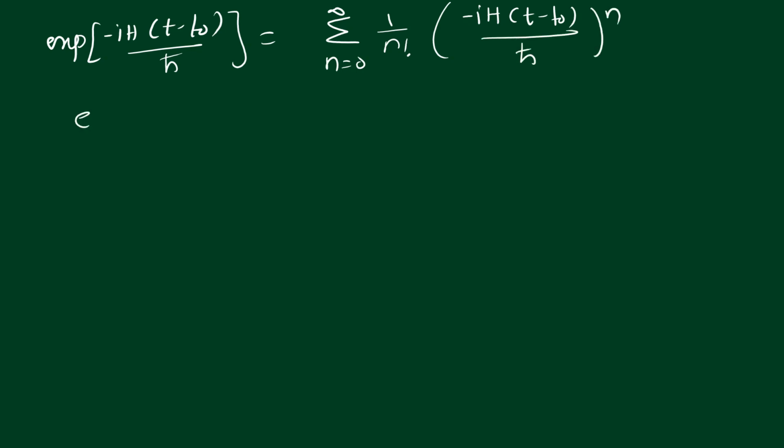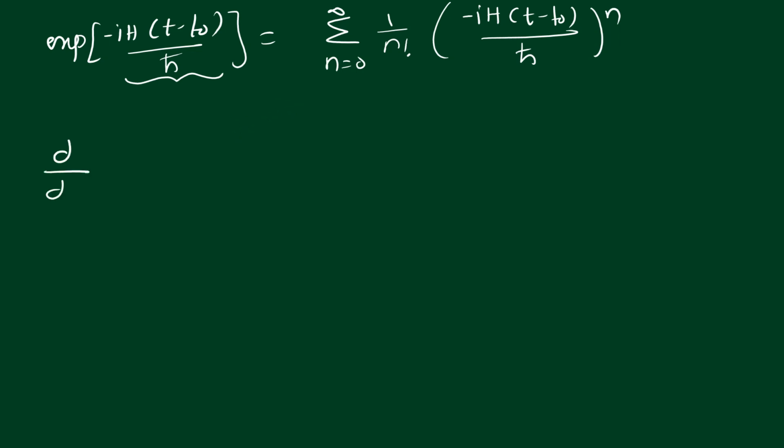Okay, because we said that e raised to a can be expanded as the sum over n equal to 0 to infinity of 1 by n factorial a raised to n. That's what we have done here. Instead of a, now we have minus i H (t minus t0) divided by h bar. Now let's take the partial time derivative of this series expansion.